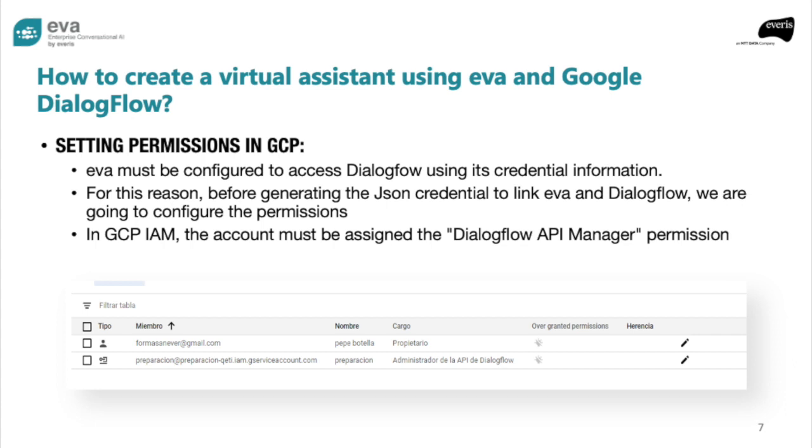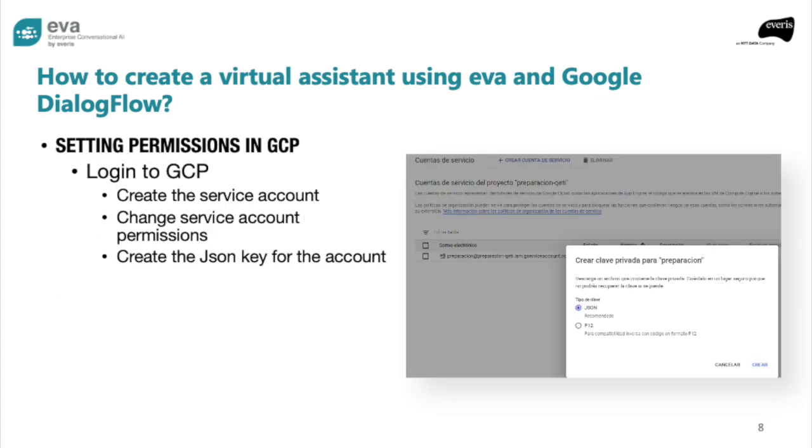Once you are logged in, you will need to create a service account which will be used to consume the Dialogflow APIs. You will then need to assign the Dialogflow API Manager role to the account and finally create the key in JSON format for the service account.